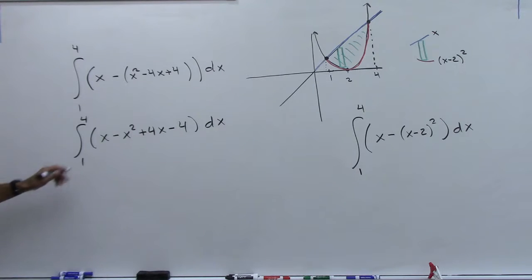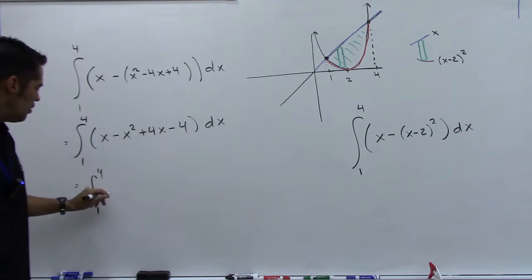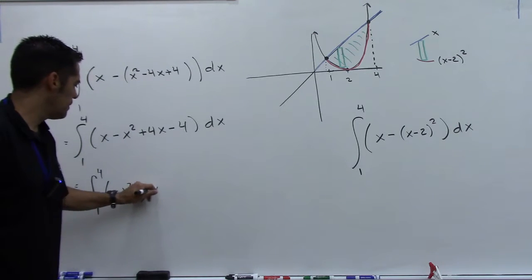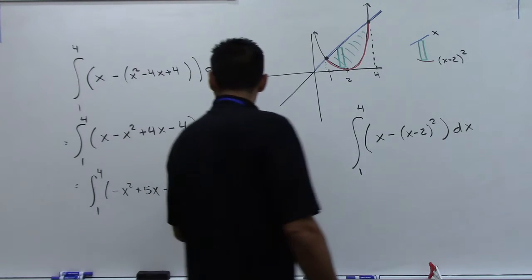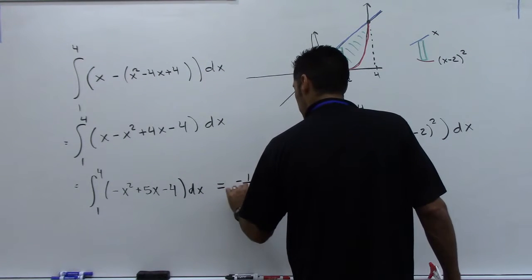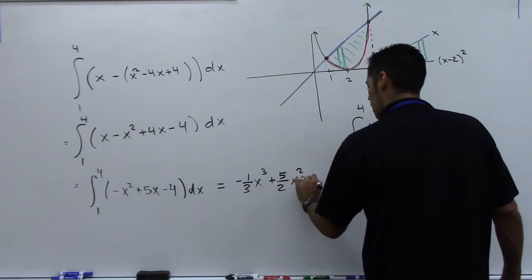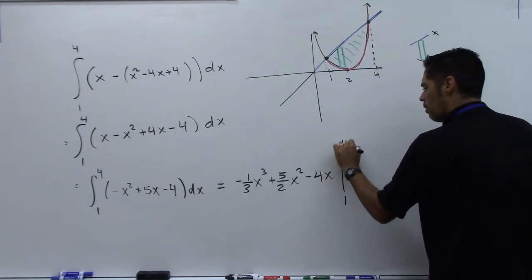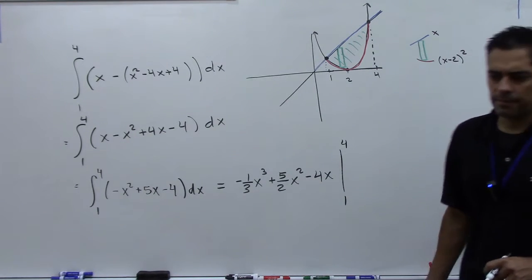And then I can collect some like terms together here. So this is equal to the integral from 1 to 4. Let's see, I'll put it in descending order. Negative x squared. See, x and 4x is 5x. And then minus 4 dx. And then from there I integrate. I get negative 1/3 x cubed plus 5 halves x squared minus 4x, evaluating from 1 to 4. So plug in 4, figure it out. Plug in 1, figure it out. Subtract, you're done.